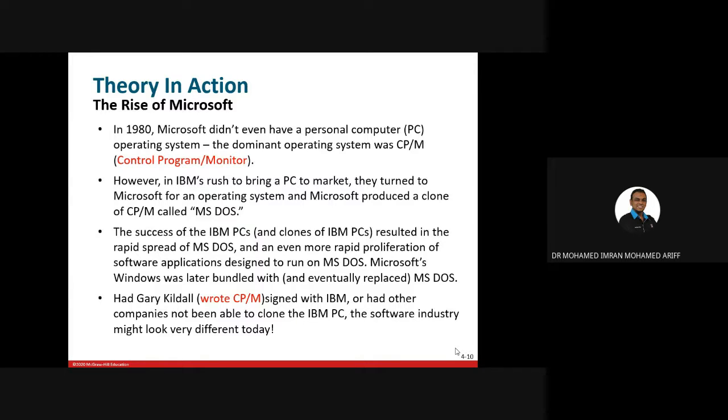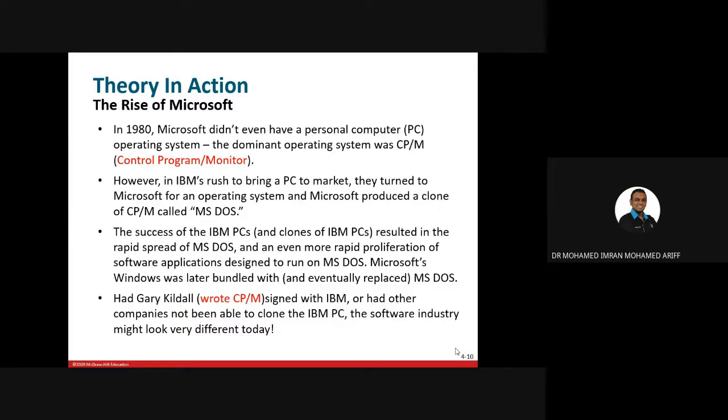Okay, so IBM saw this opportunity and took this program and made it into what we call MS-DOS, to make a new operating system. Okay, and over time the success of IBM resulted in rapid speed of MS-DOS and even more rapid proliferation of the software applications designed to run on MS-DOS. Microsoft later bundled it together and eventually replaced MS-DOS. So Microsoft saw that IBM is doing well, so took back this product, which IBM copied, simplified it, and you get the Microsoft operating system.